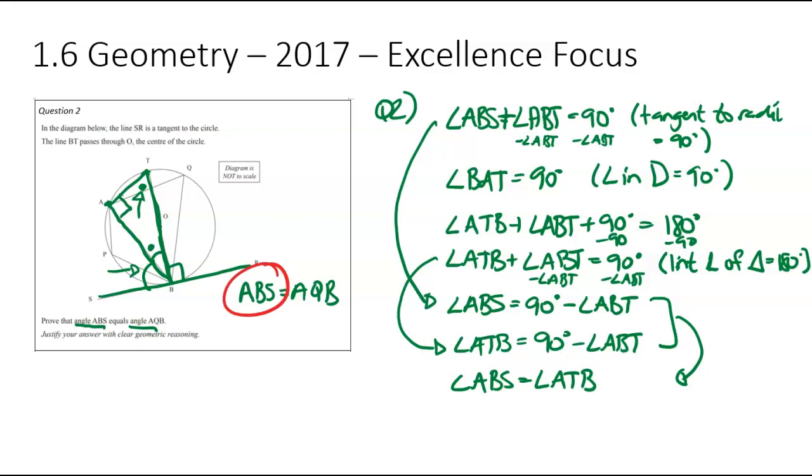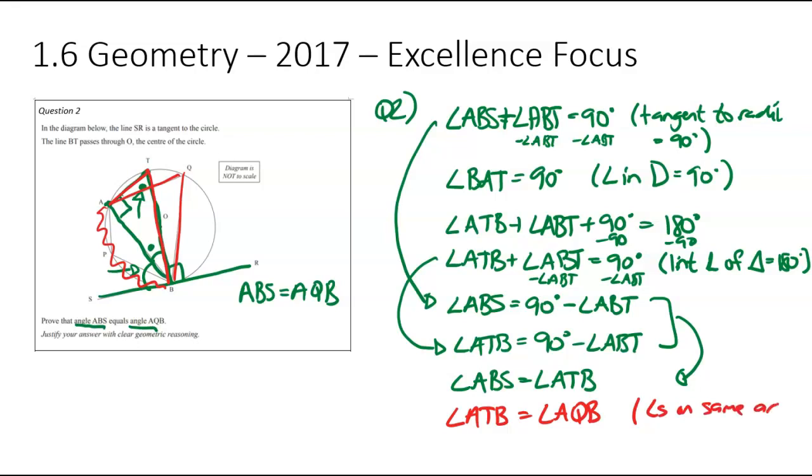Next thing we need to look at is we've thoroughly looked at this ABS stuff. So I just want to focus on ABQ a little bit, which is the second half of what we're trying to get to. So I know angle ATB. And I just thought I'd note that's sitting on the same arc as angle AQB. And that's how we're going to make the connection here. So I know that angle ATB is going to be equal to angle AQB, and that's because they are angles on the same arc. So angles on the same arc are equal to each other. And that's the final piece of the puzzle.